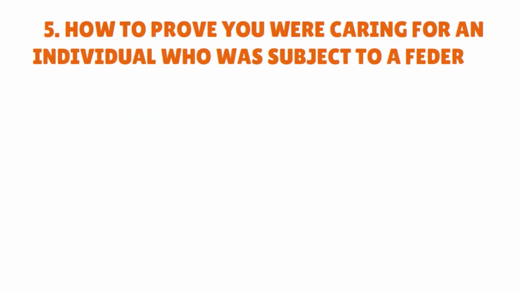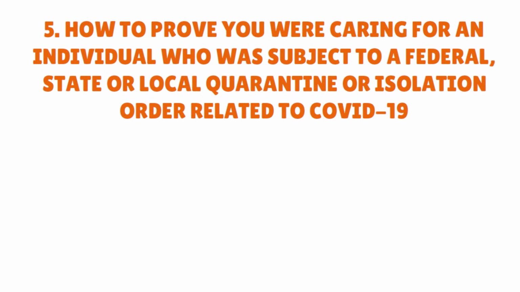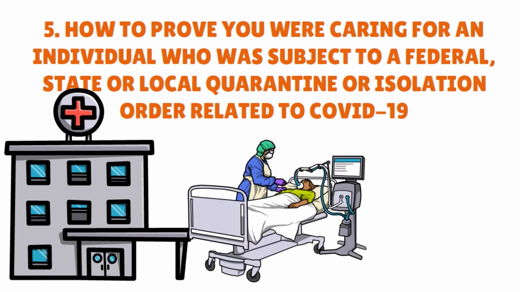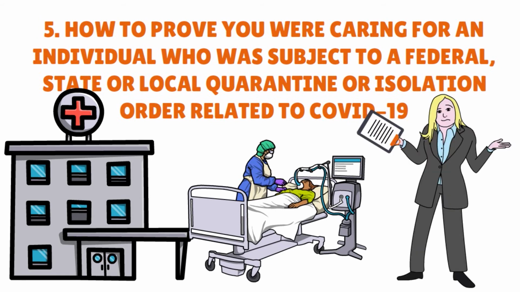Number 5, how to prove that you are caring for an individual who was subject to a federal, state, or local quarantine or isolation order related to COVID-19. There are a couple of things you must show. You must show evidence of the government's order applicable from April 1st, 2020 through December 31st, 2020. You must also show that the government's order applied to the person you are caring for. And you must show that the person you are caring for is incapable of self-care owing to age, disease, or a physical impairment. And you have to show that you had to care for the person either by necessity or by law. In other words, only you had to do it. Only you could do it.